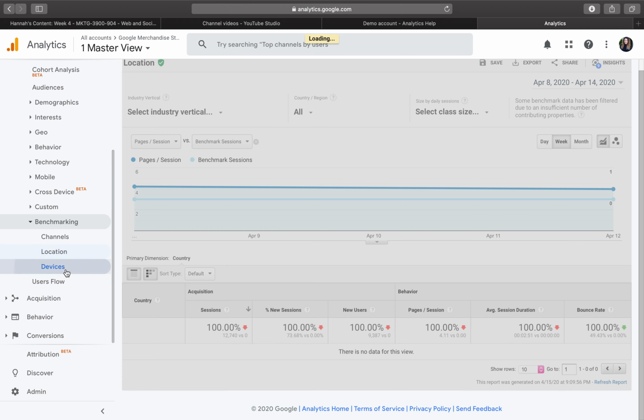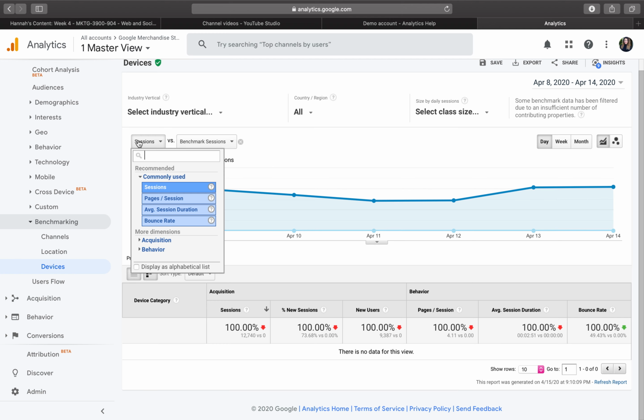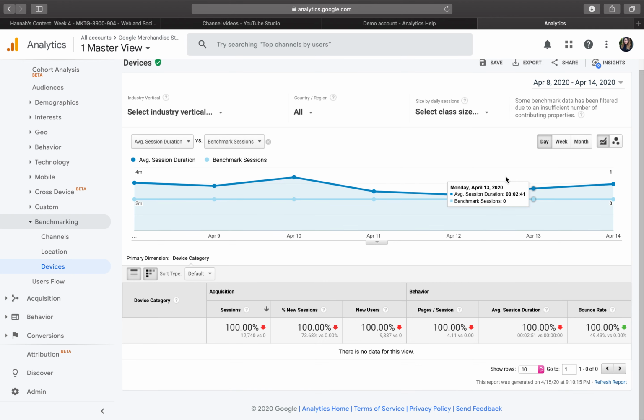You can also do benchmarking by device. Forgot about this one. Okay. So it's automatically set to sessions. Let's try average session duration. So how long people are spending. So this one actually is really good too. Their benchmarking was for people to spend an average of 2 minutes straight on the website, and people are spending more than the average. Now the closest they got to was 2 minutes and 18 seconds, but they're exceeding their benchmark for what they want their average consumer to spend on the website. So this is actually really awesome. Good for Google.